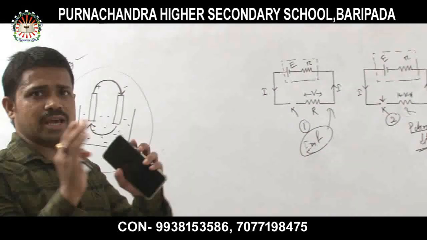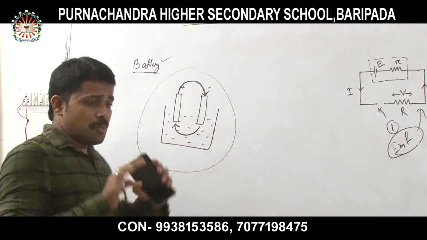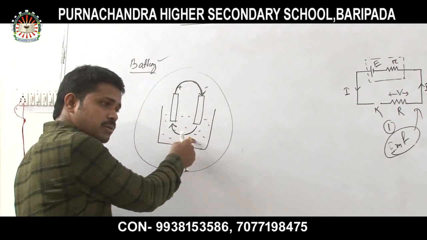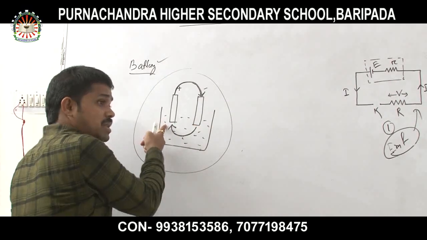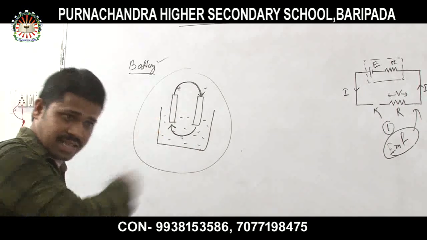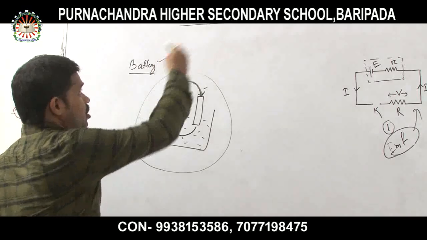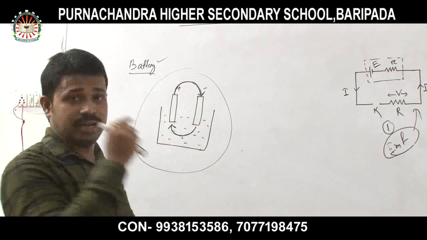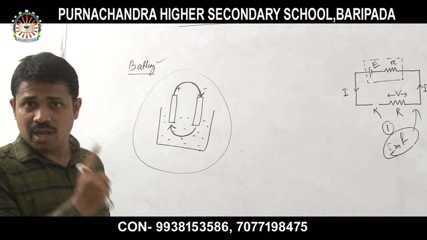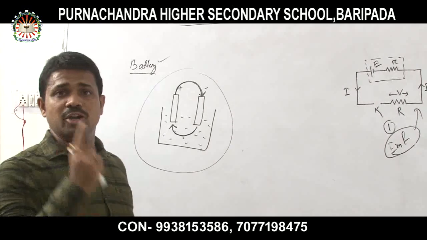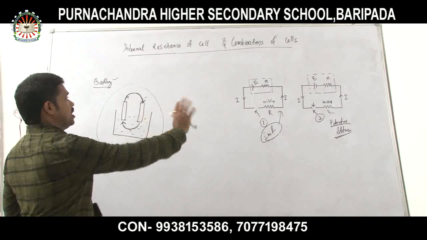So internal resistance, again I will repeat, internal resistance is nothing but the opposition provided by the electrolyte during the flow of current from negative terminal to positive terminal inside the electrolyte or inside the cell. Okay, so that's why that opposition is nothing but your internal resistance of the cell. It is a property of a cell. It is not a property of a circuit. Remember, internal resistance is a property of a cell. Understood all of you? Okay, so this is the main thing we are discussing about.